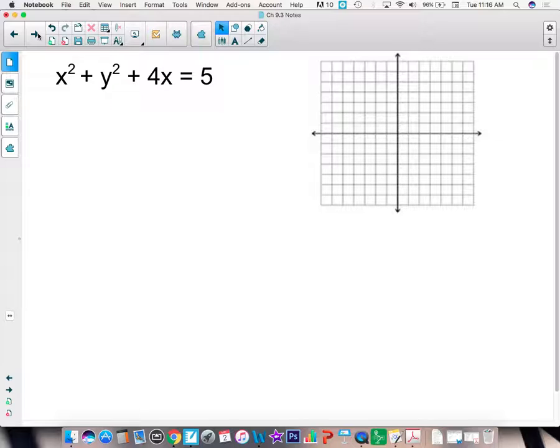So first thing you want to do is we want to group the x's together. Alright? That's the first thing we want to do. We want to put the x's close to each other. Okay, after that, then I'm going to treat this.